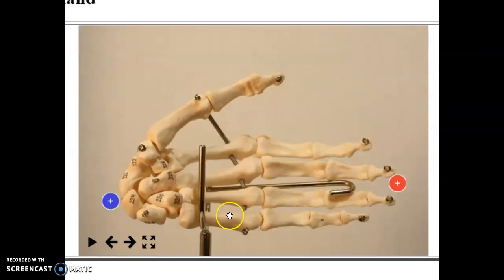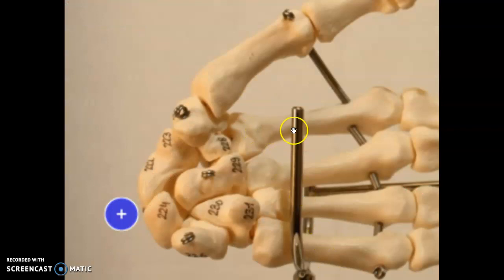So here's the rotatable hand model. This one gives you the phalanges and metacarpals. This one gives you the carpals. So I'm going to zoom in. Now there are 2 rows of four. 1, 2, 3. There's number 4.